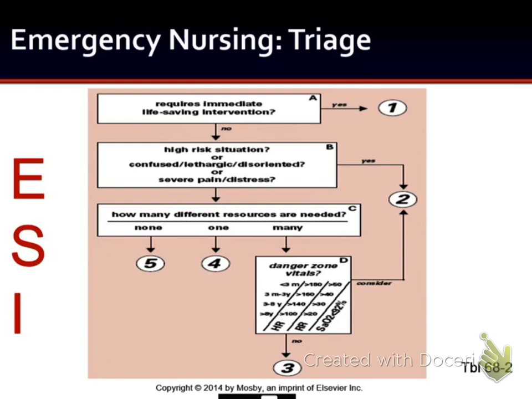high resources. So like your trauma patient that comes in would be a 1. And if you look at this little scale here, it tells you, do they require immediate life-saving intervention? Yes, they're a 1. No, then you would go down and read the next one. Are they high risk? Are they confused or disoriented? So is there any sort of altered mental status? Are they in severe pain or distress? If it's a no, then we're going to go down into the 3, 4, 5. If it's a yes, that makes them a 2.